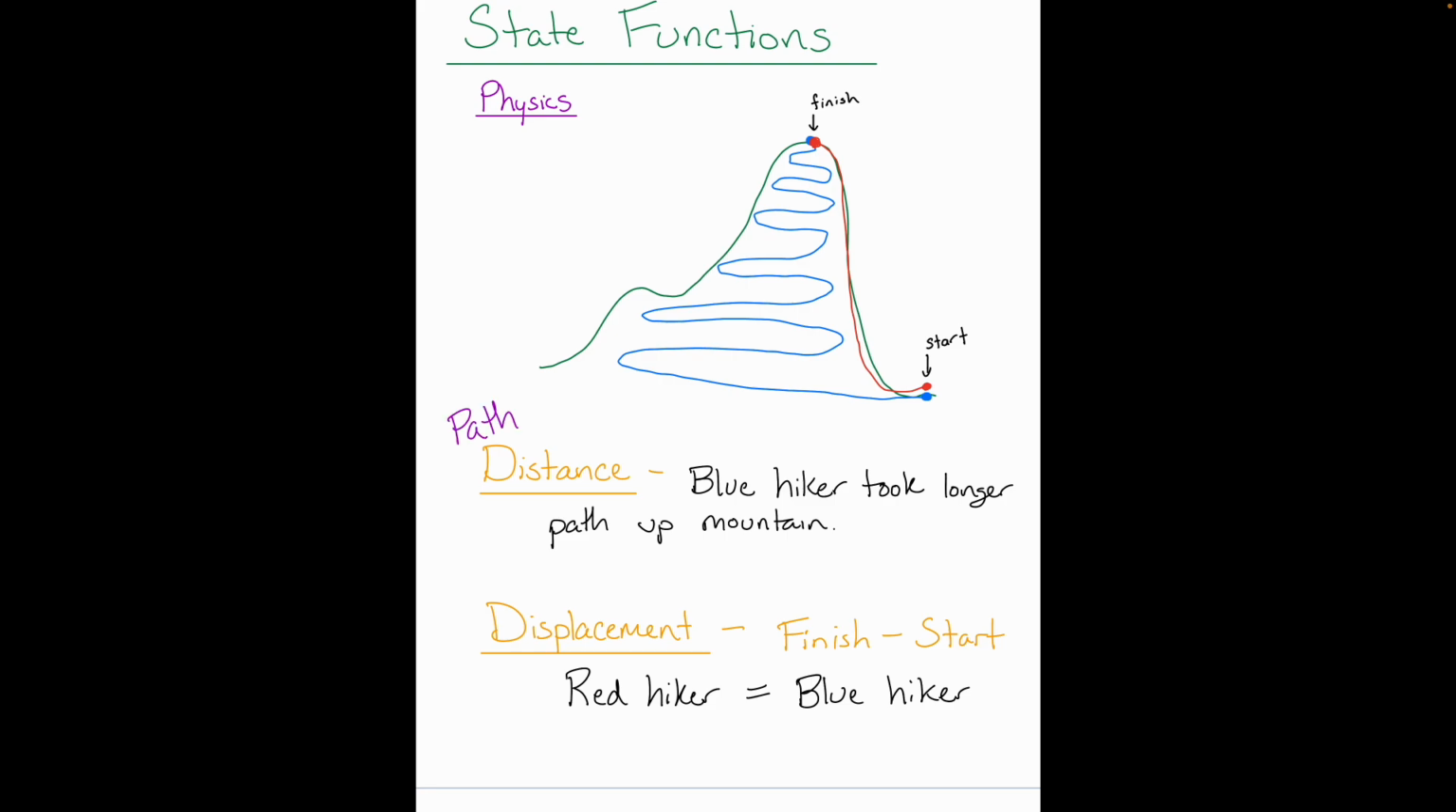All right? That is because distance is what's called a path function. It depends on the route that you take, right? Or in this case, the physical path you took up the mountain, all right? But displacement is what's called a state function. It doesn't matter how you got there. The only thing that matters is where you start and where you finish, all right? Enthalpy is an example of a state function in chemistry. Doesn't matter how you get from A to B. All that matters is where you started at point A and where you end at point B, okay?